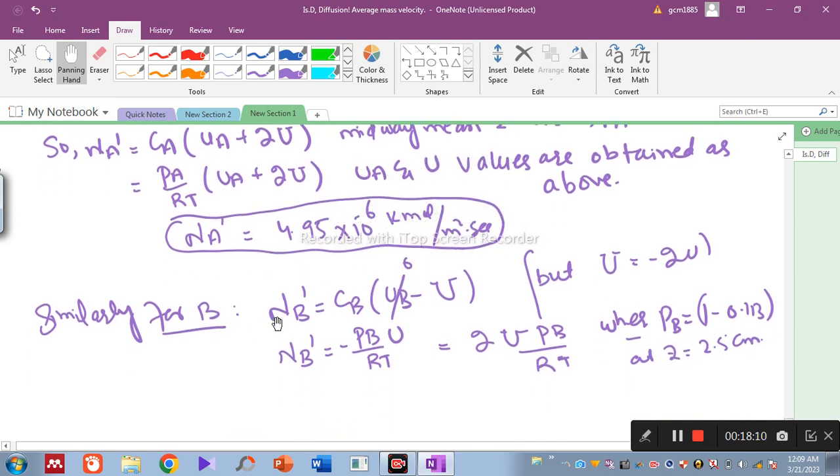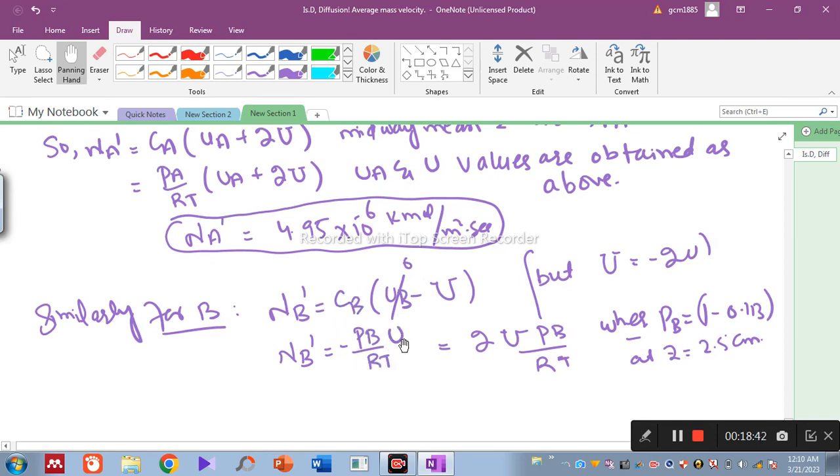Similarly, when the observer is moving with double the molar average velocity, what will be the molar flux of nitrogen in that case? It will be Nb dash is equal to Cb into Ub minus u. Here Ub is 0, because the Nb value is 0, since this problem is related to diffusion of component A through non-diffusing component B. So this will be equal to 0, and putting in the value minus u into Pb divided by RT, because Cb is equal to Pb divided by RT.